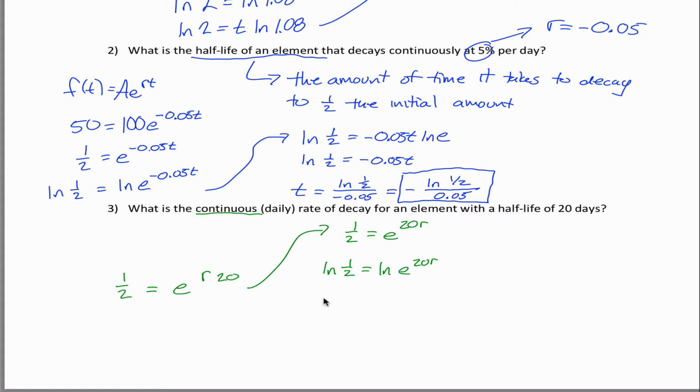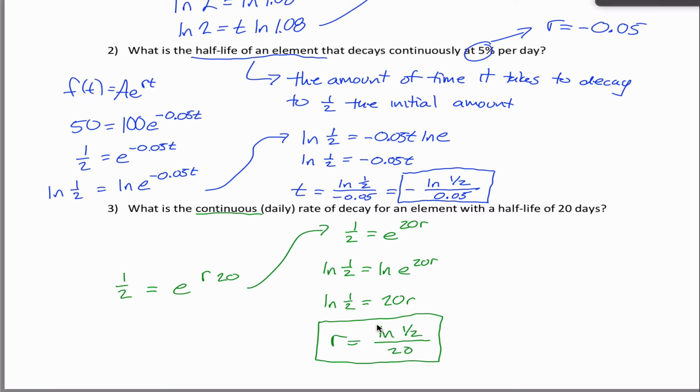And then either in one step or in two steps, however you feel good about doing this, you realize that right-hand side is really just 20r. So to get r, I'm going to divide both sides by 20 and call this the natural log of a half divided by 20. Same thing, if you want to know what number that is, go ahead and plug it in. It's fine. Put it into a calculator. I don't care what number it is.